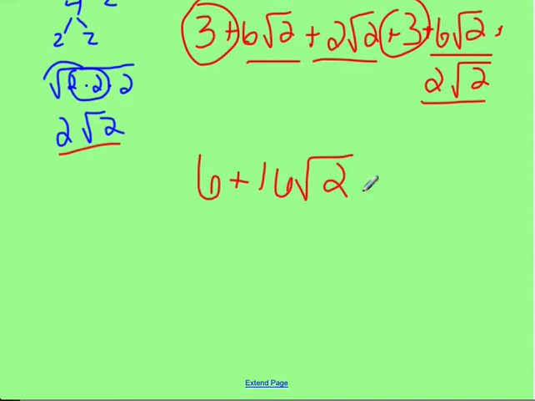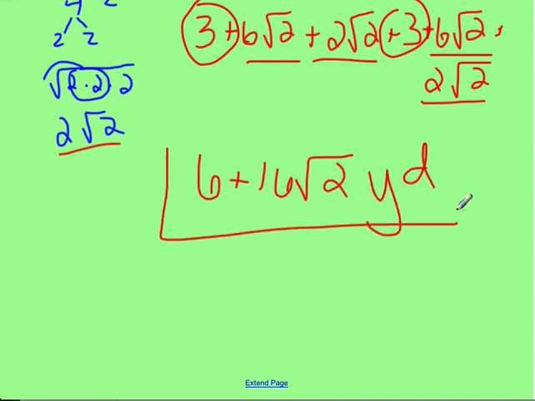Okay, so then our label that was given to us is yards. So this is going to be yards for your final answer for number 9. Let's take a look at number 10.